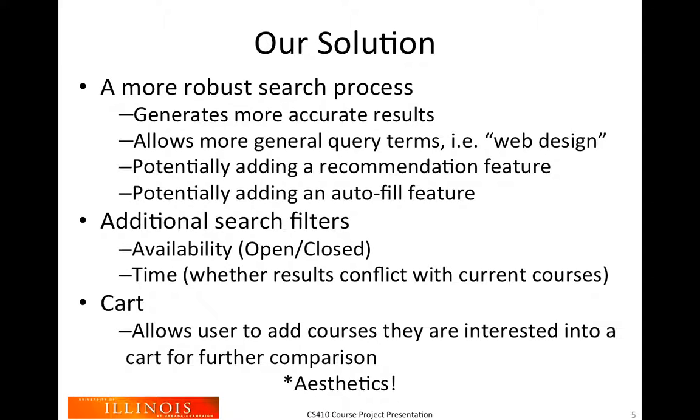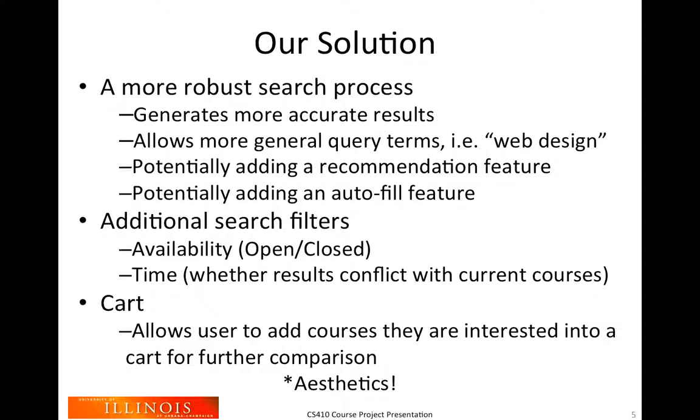So, due to all the lackluster features of the current implementation, our goal is to provide a more robust search process for UIUC's Course Explorer. Specifically, we aim to improve upon the current deficiencies, and maybe even introduce additional features. The primary goal, of course, is to increase the accuracy of the search results. By accuracy, we mean both the precision of results and also allowing the system to be able to process general query terms like programming as well.